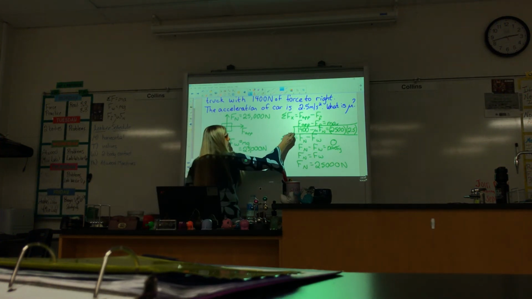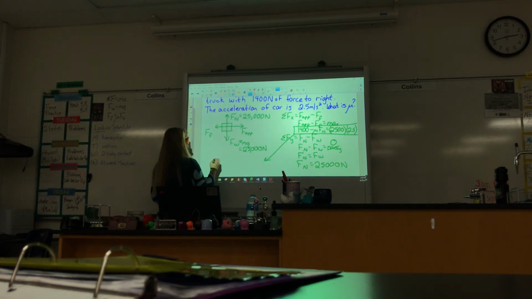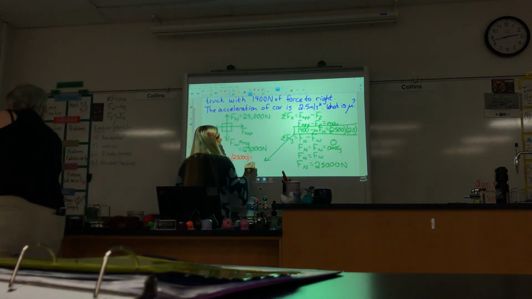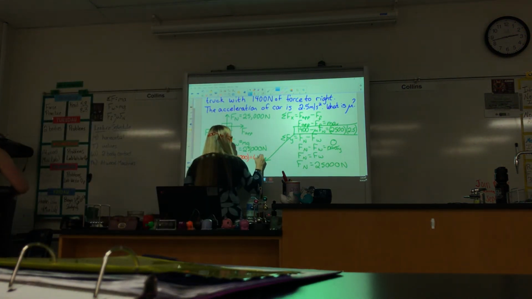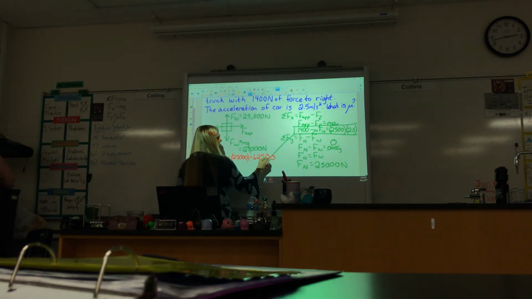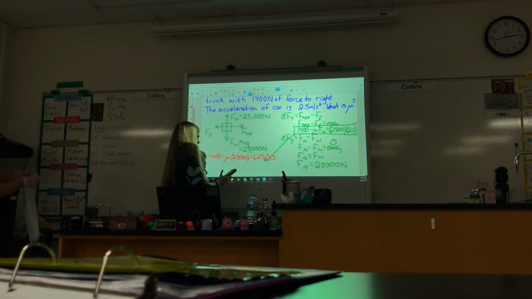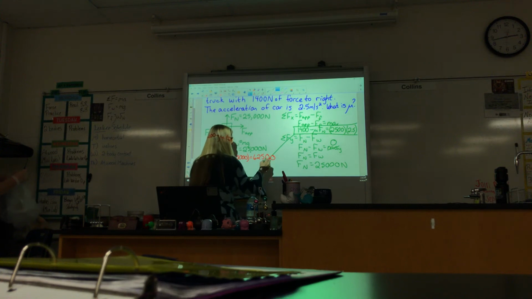All right, so when I take this down here, I'm gonna change colors so we can find it. So I've got 1,400 minus mu that I'm looking for times my normal force of 25,000 is equal to 2,500 times 2.5, which is 6,250. Yep, there's a decimal. All right, so I'll just take the 0 off so we don't get scared.